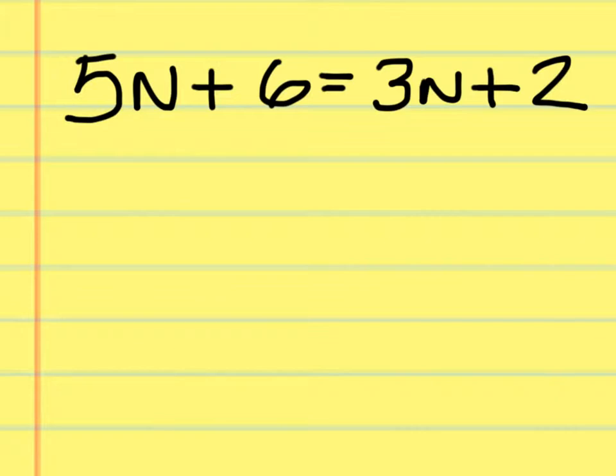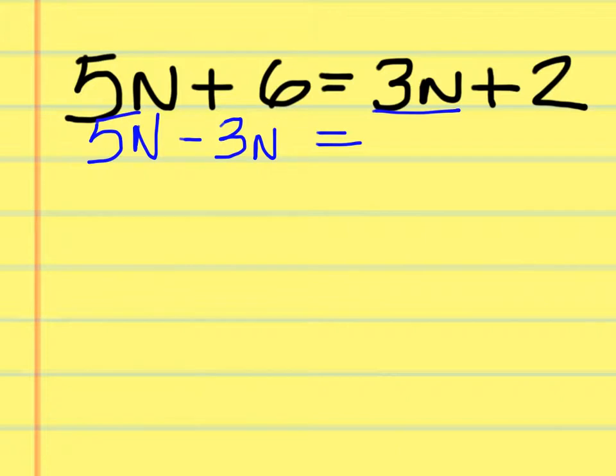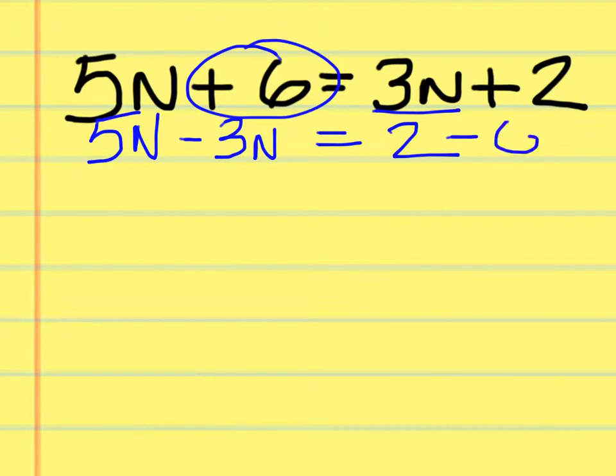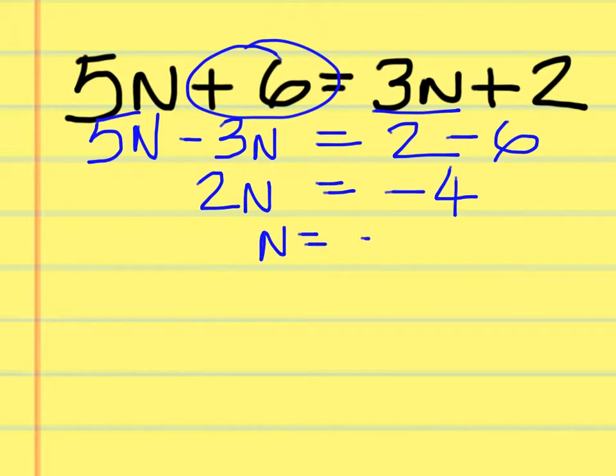Your ultimate goal is to have your variables on the left and your constants on the right. So in this one, 5n would stay on the left, but 3n moves over and changes signs to minus 3n. On the right you have a 2, but on the left that plus 6 goes to the right. It becomes minus 6. So 5n minus 3n is 2n. 2 minus 6 is negative 4. Divide negative 4 by 2 to get an answer of negative 2.